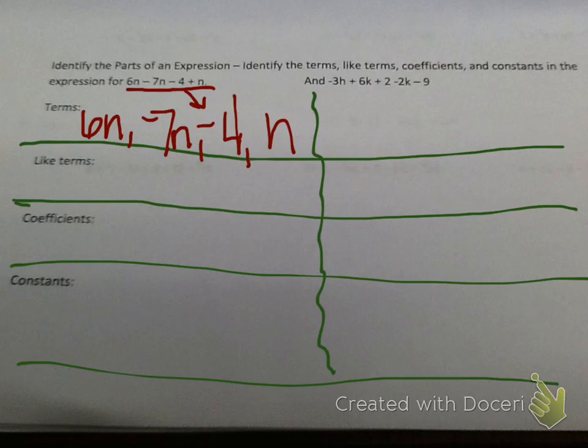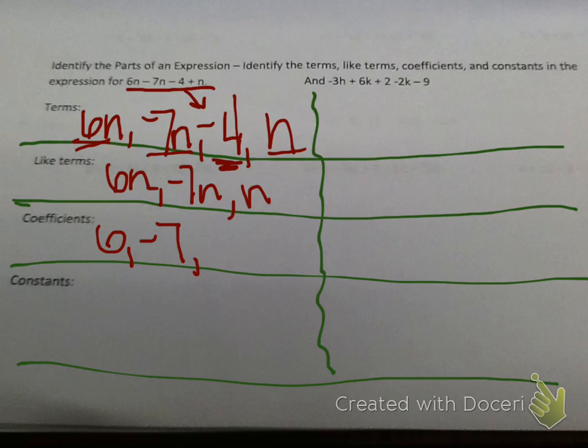Alright, so the like terms here, all the things that I could add together, 6n, negative 7n, and n, are all like terms. Coefficients are the number part of the letter, so that would be 6, negative 7. 4 is not a coefficient, 4 is actually our constant. And then, what did we say was the coefficient in front of the n? That would be a 1. You have to be able to put that down.